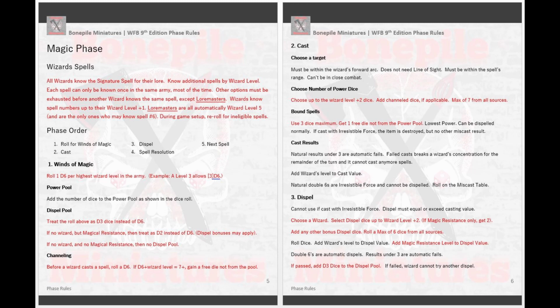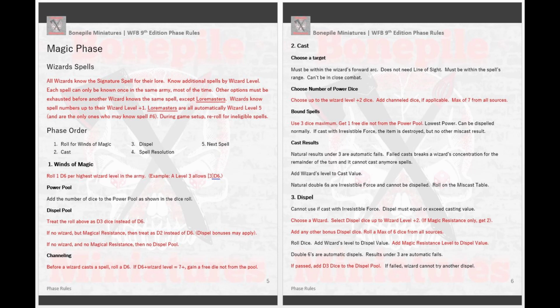And then if you successfully dispel a spell, we've added that you can add D3 dice back into the dispel pool. And if the wizard failed to dispel, he cannot try another dispel, which is the same as if the caster failed to cast a spell, he would break concentration. And the nice thing about adding D3 dice back into the dispel pool is that it helps even the odds against the power pool, which starts with more dice.